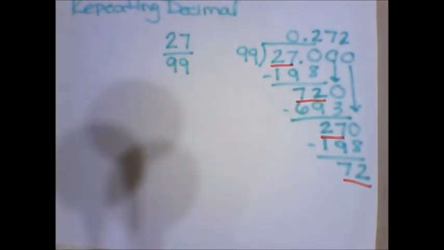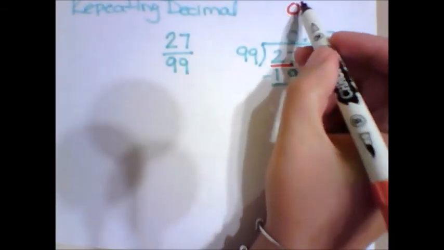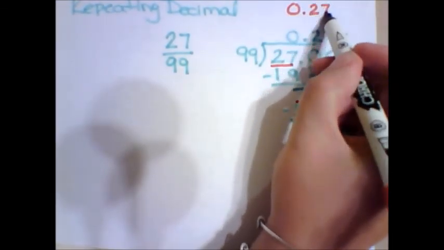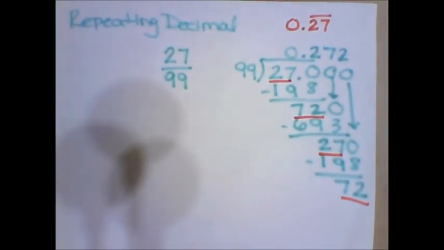We can now put our final answer as 0.27 with a bar over it. The bar means that whatever numbers or digits are underneath the bar repeat in that same pattern forever.